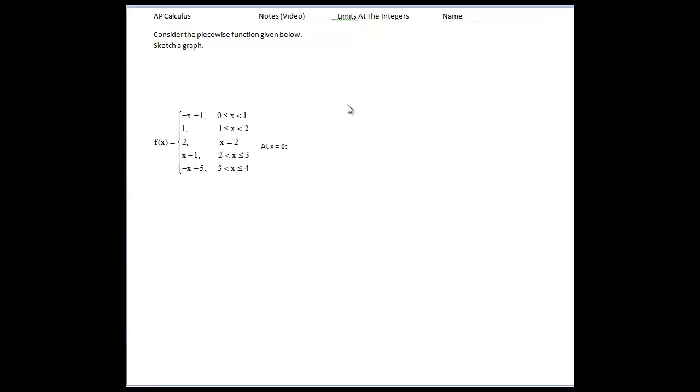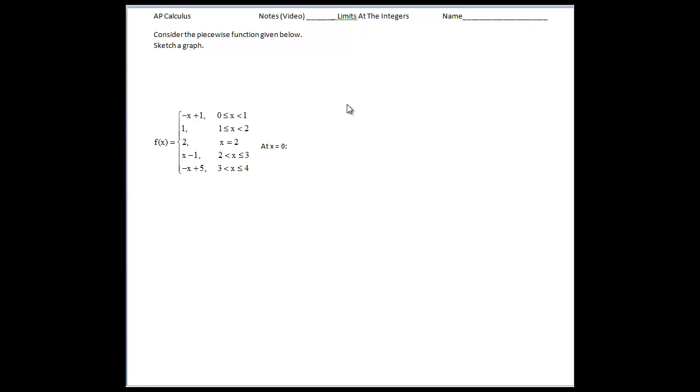Hey everybody, we're going to continue studying limits at the integers. I've just picked on the integers in this particular example, but we could actually find the limits at any number. So just picking on the integers because it makes it a little bit easier. So to get started, let's do this.